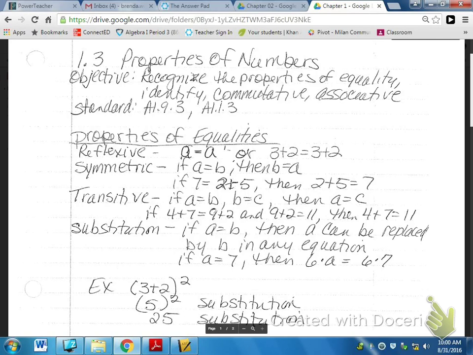The algebra standards that are involved with these are A1.9.3 and A1.1.3. Really what you need to do is read through all of these properties several times so that you kind of commit them to memory. You need to know these properties. When you get to geometry next year, you will use them all the time in geometric proofs.